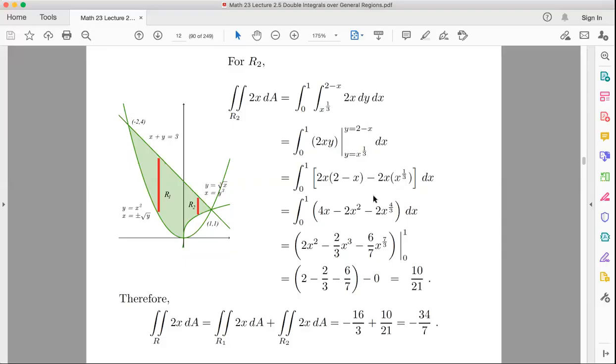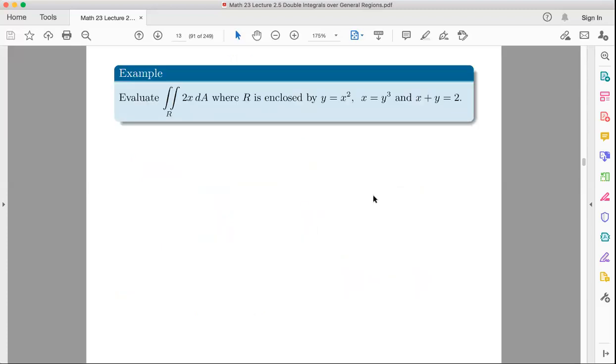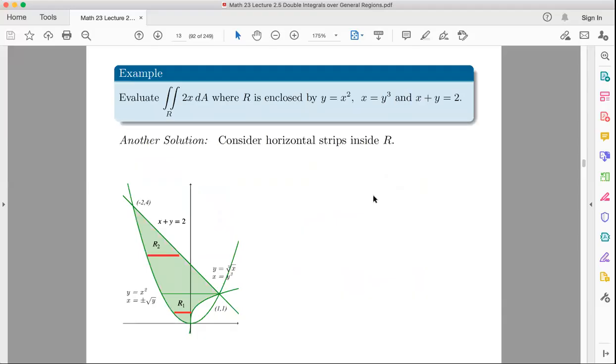Now, what if we treated the region R as a type 2 region? That is also possible. So if you treat R as a type 2 region, then we will be using horizontal strips. And notice that we can partition the region R into two subregions. The first subregion R sub 1 will be from the origin up to the line where y is equal to 1. And then the next subregion R sub 2 will be from the line y equals 1 up to the point where y is equal to 4. Okay?